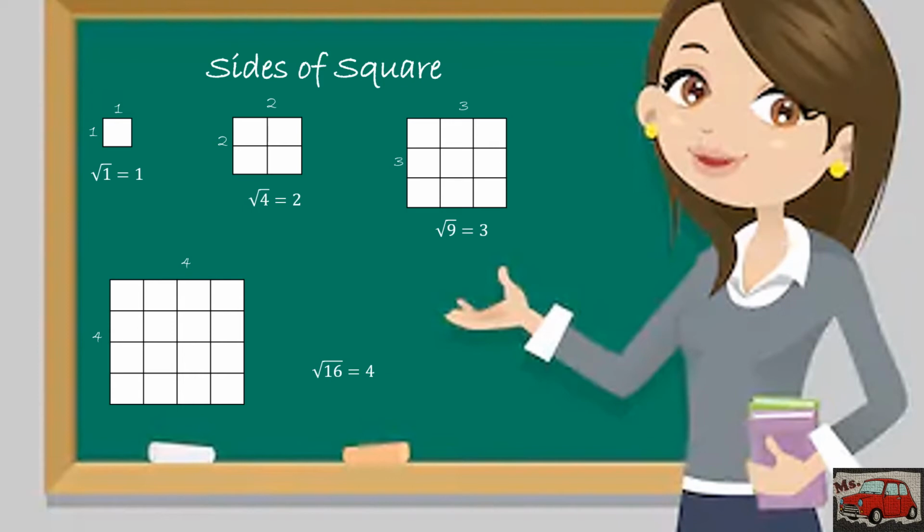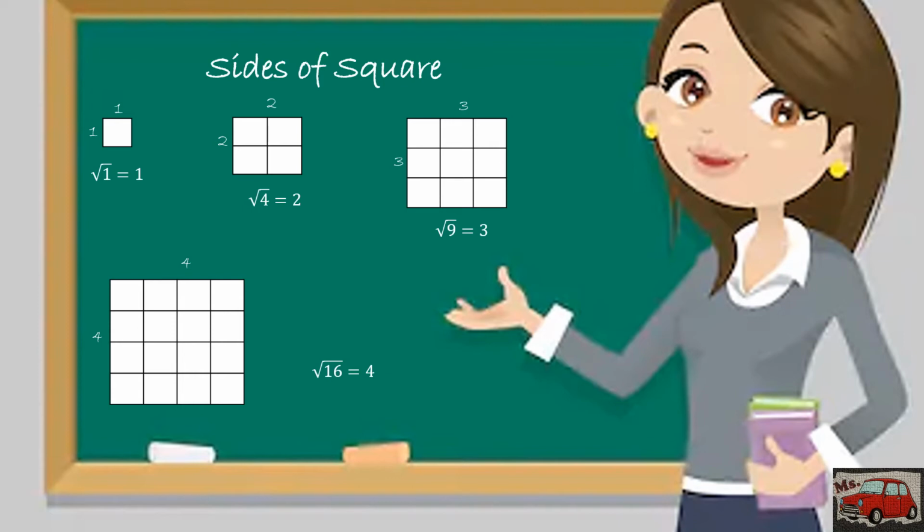Yung pangalawang square, yung square niya sa loob is 4. So, that square has 4 area. So, to get the side of each side, you need to square root the 4 and that is 2. So, bawat side niya ang sukat is 2. The next square, the area of that figure is 9. So, to get the size of that side, kailangan mo square root si 9, so that is 3.